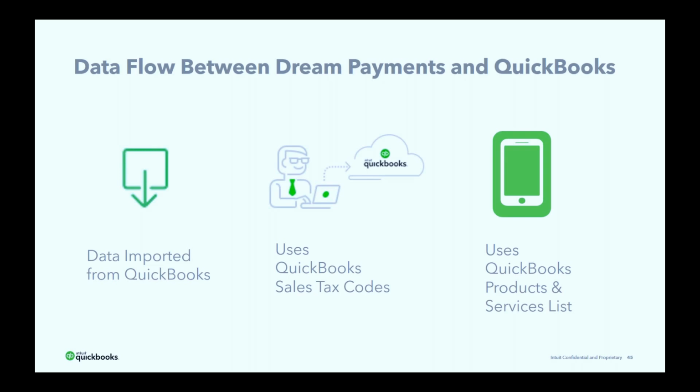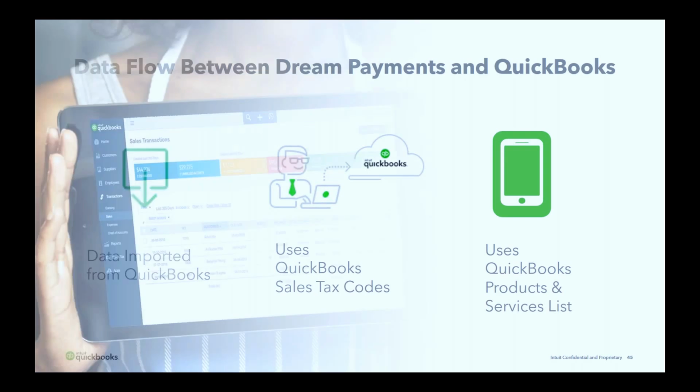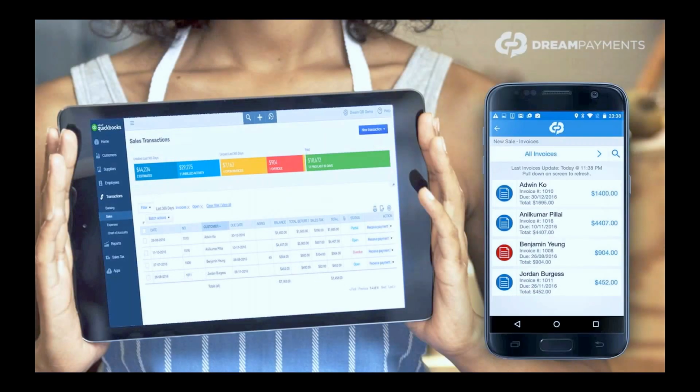So when a transaction is processed with Dream Payments, all of your card and cash sales, fees, taxes, and tips automatically update in real time into QBO, which saves you time and reduces errors. So you can access QBO invoices right from within the Dream Payments mobile app and accept in-person payments towards them, and they'll automatically be recorded as paid and reconciled within QBO.